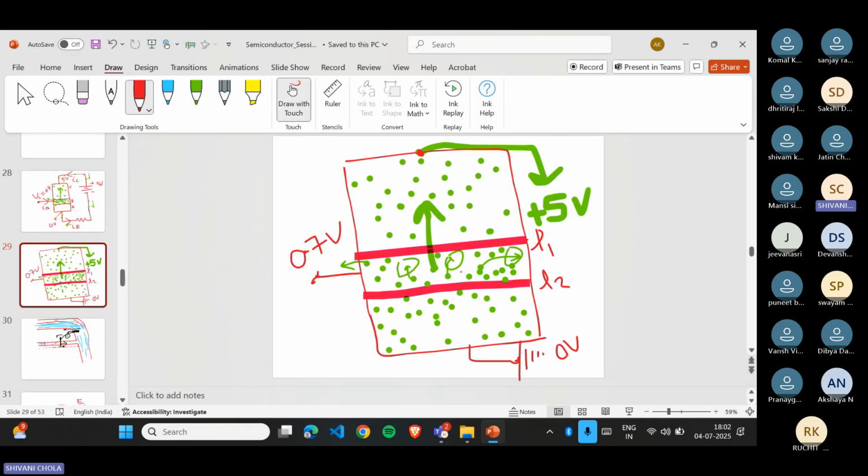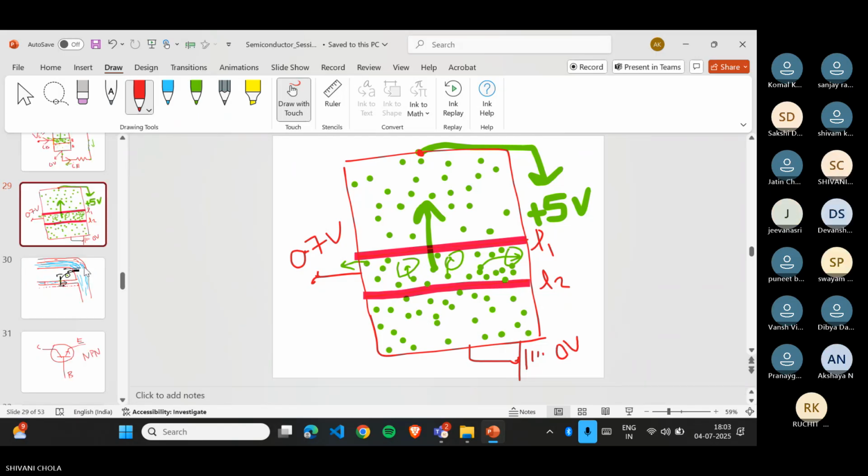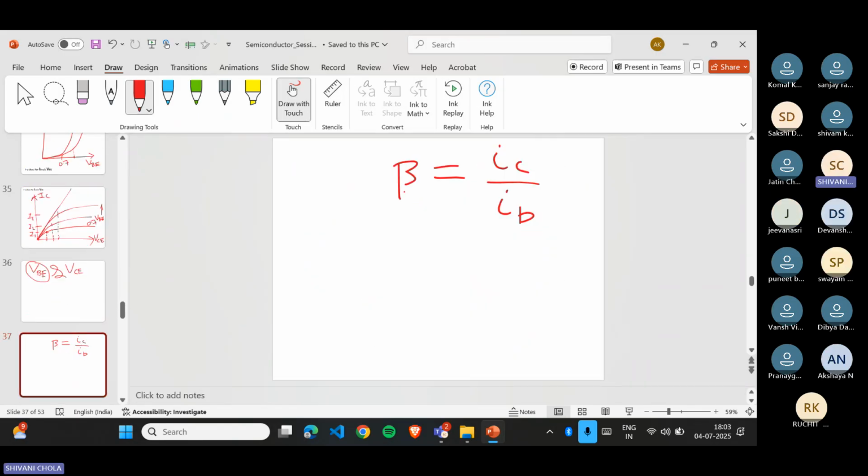If you recall from the last session, you know that most of the electrons from the emitter part will move towards the base part, right? And I also mentioned that many of the electrons will get attracted towards the collector side because here you are applying more potential, and very few electrons will move to this side, right? So the flow of electrons will constitute the current, right? And if we want to represent this mathematically, we represent a current gain.